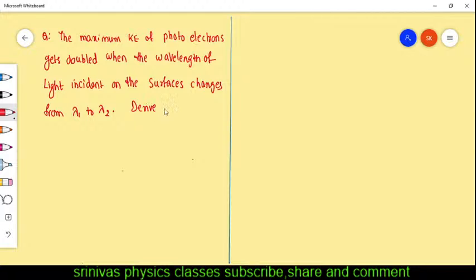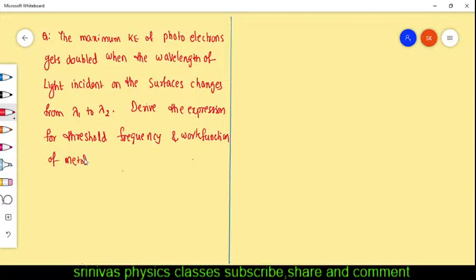Derive the expression for threshold frequency and work function of the metal. This is our question, the previous 3 marks question.